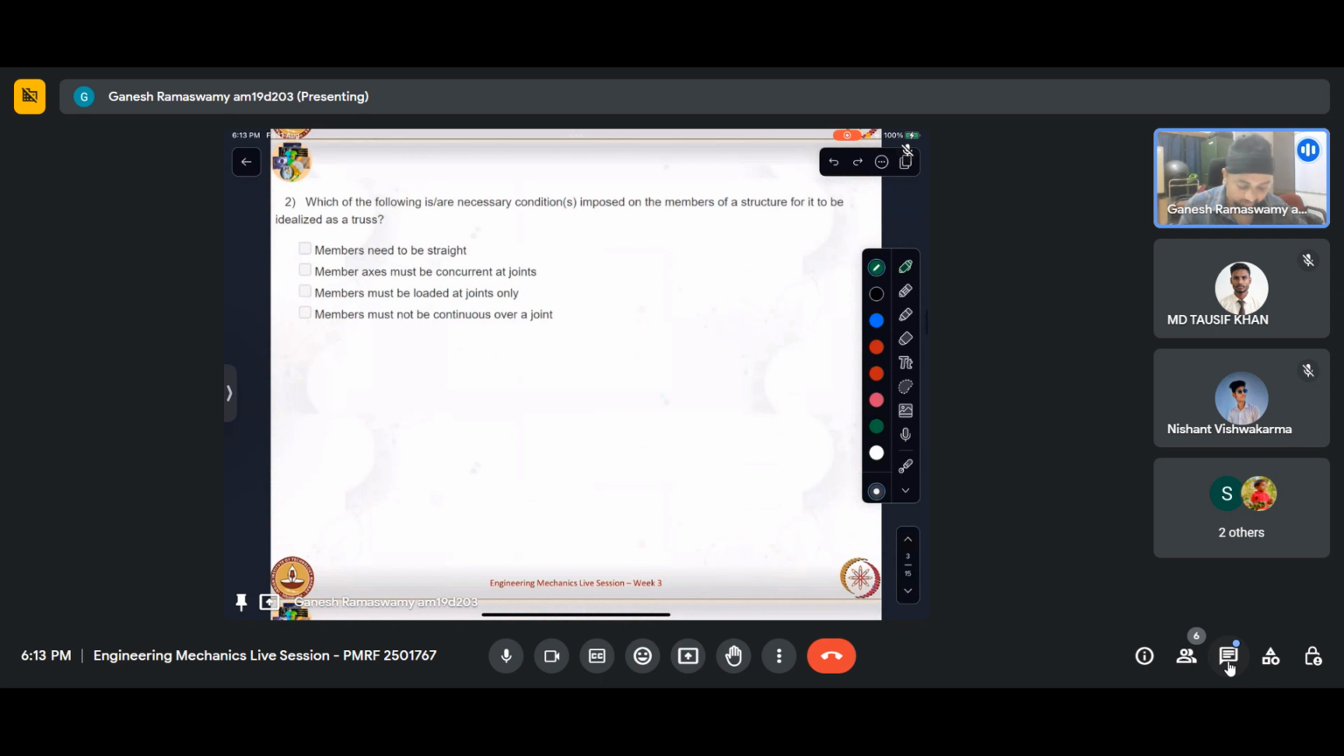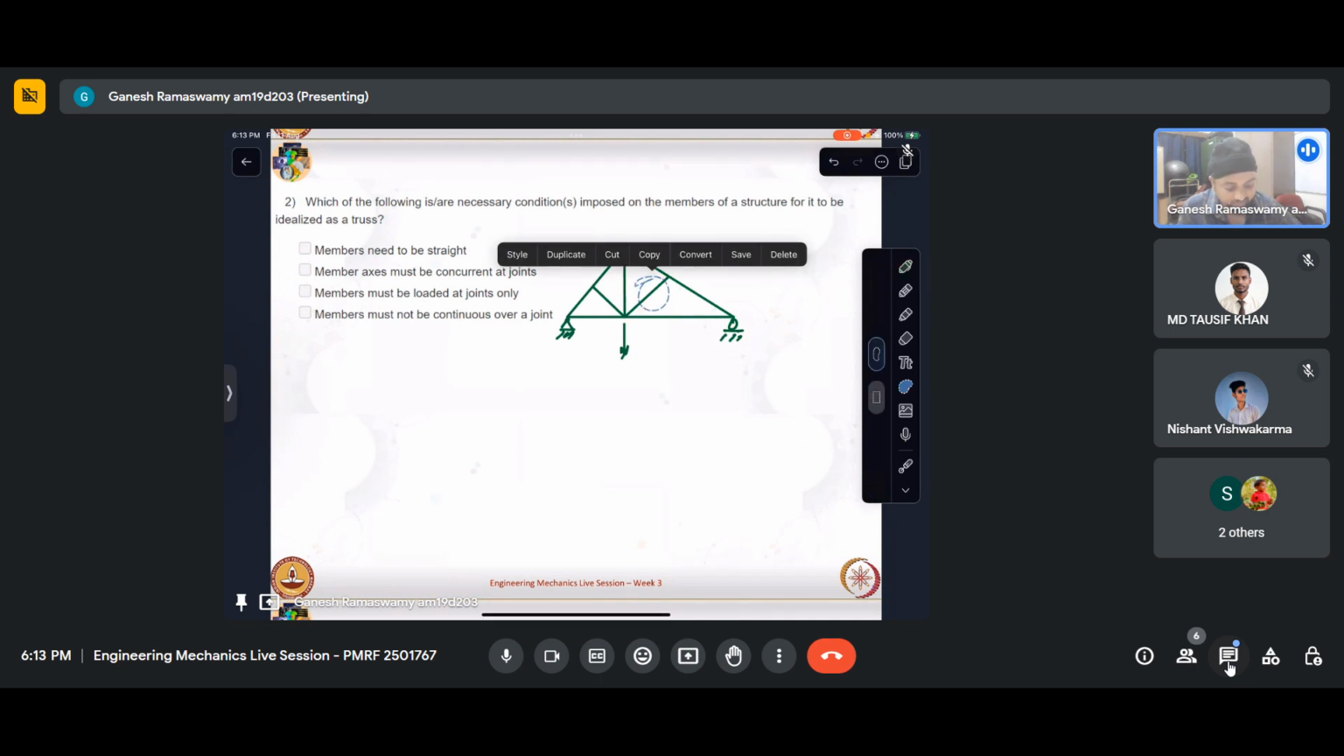Which of the following is a necessary condition imposed on the members of a structure for it to be idealized as a truss? So what this is asking is, we have a truss, let us say, some generic truss which has some supports and then some load applied. For this structure to be qualified as a truss, what is it that these members should essentially follow?